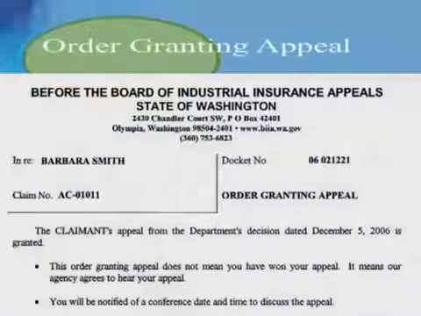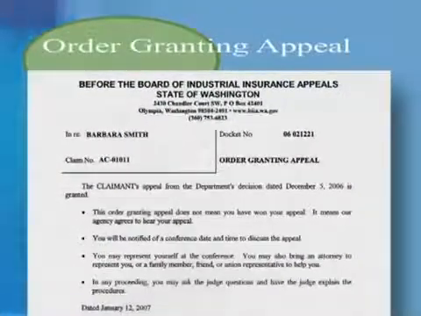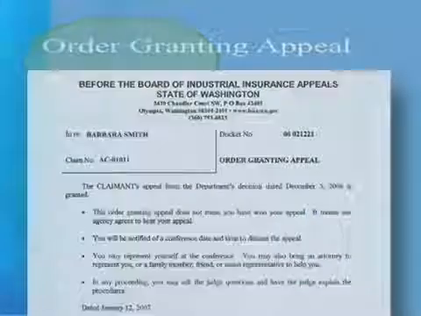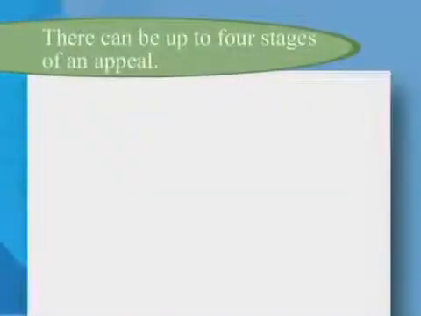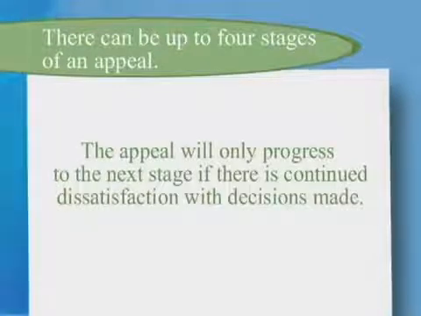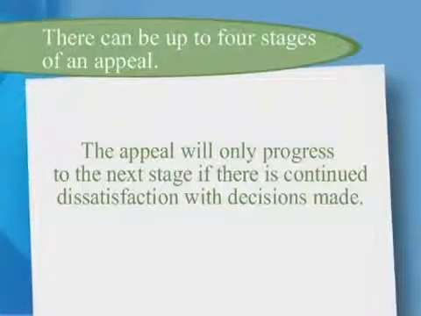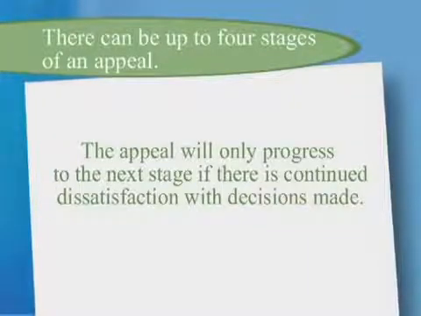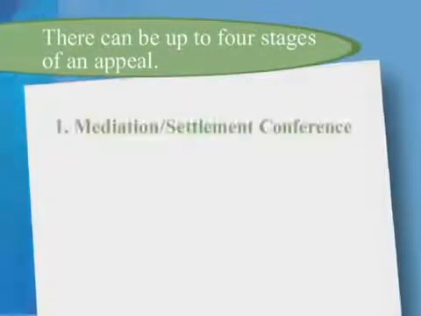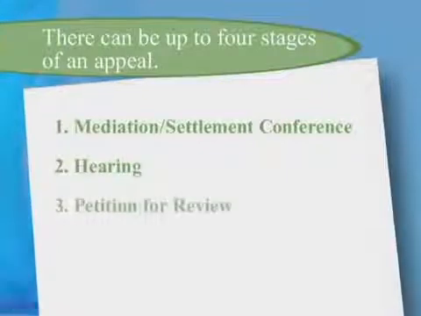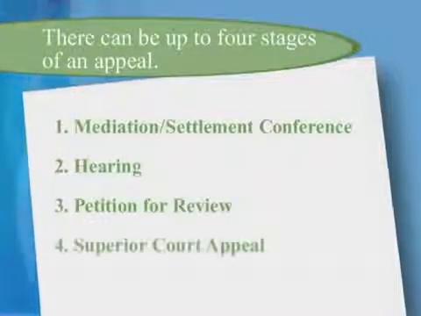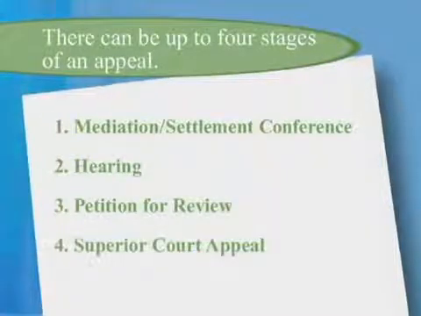If they choose not to reconsider the case, the appeal may then be granted. When the case has been returned by L&I, the BIIA will have the authority to hear the case and can begin the appeal. There can be up to 4 stages in the appeal process. The appeal will only progress to the next stage if there's continued dissatisfaction with decisions made. The 4 stages include the mediation settlement conference, the hearing, the petition for review, and the Superior Court appeal.